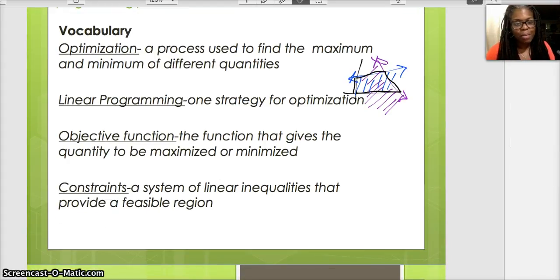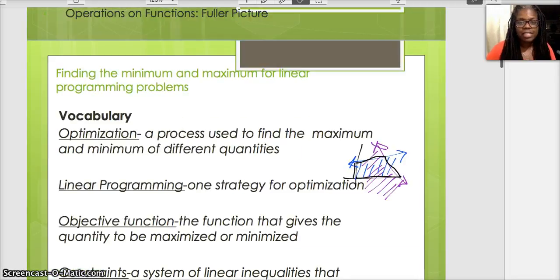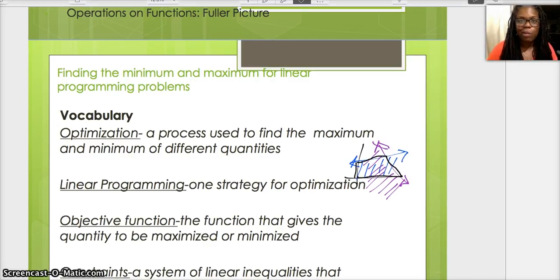The other thing we're going to talk about is what are constraints. And as I mentioned, the constraints are going to be some inequalities that are going to give me the feasible region. So the cool thing is the feasible region is going to give us all possible values that fit the constraints. Okay? And since that's a whole lot of values, we need to figure out how we are going to determine what test points to use?